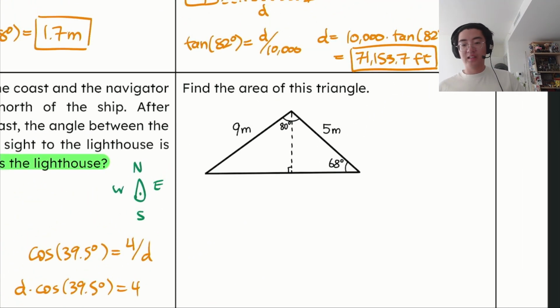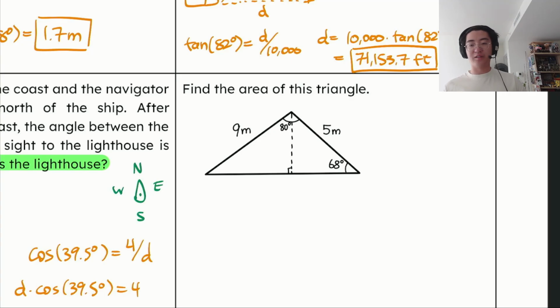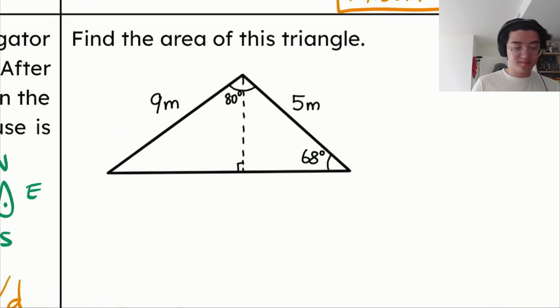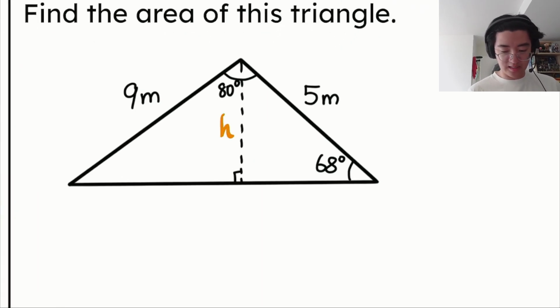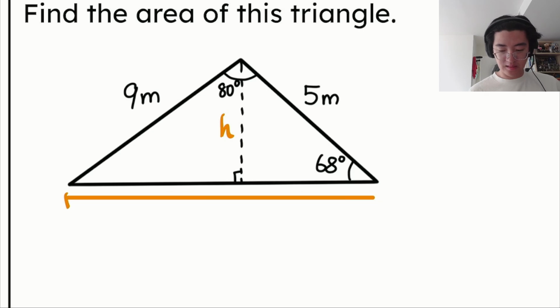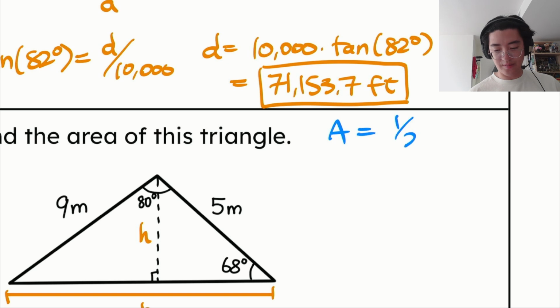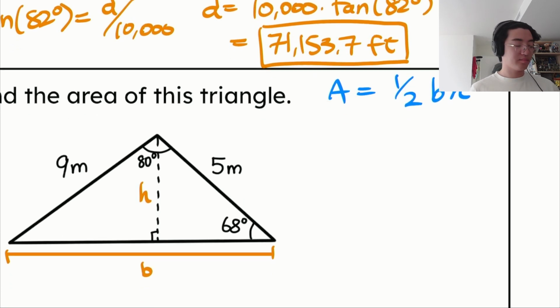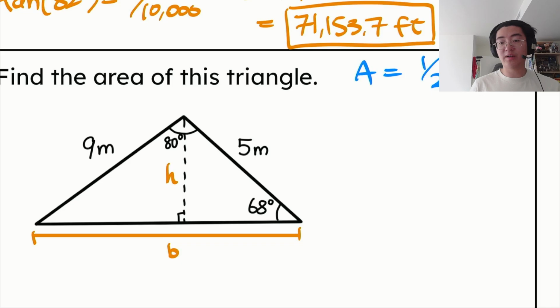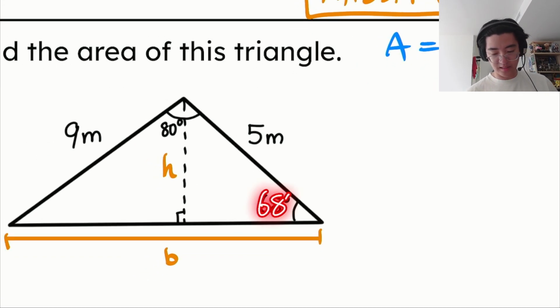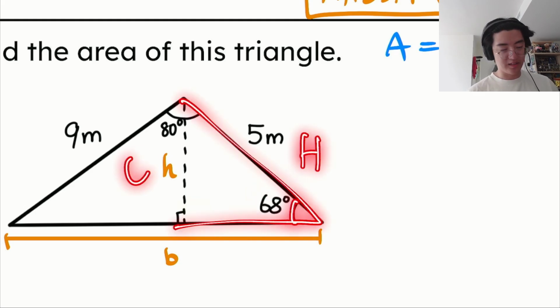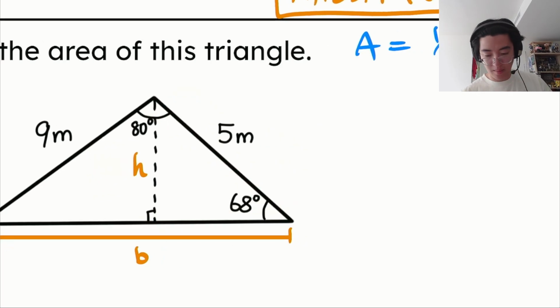Okay, the next two questions are more into the extending territory now. The area of this triangle. Just like with all triangles, we want the height and the base. The area of a triangle is 1 over 2 times base times height. We can easily find the height, because we have 68 degrees here and a right angle. That's the hypotenuse, and this right here is the opposite. So height we can do right away.